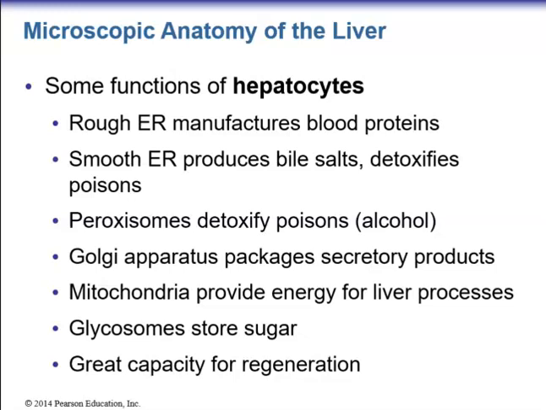So there are many organelles within hepatocytes that perform very specific and very important functions. For example, the rough endoplasmic reticulum is important for manufacturing the blood proteins. The smooth endoplasmic reticulum produces bile salts and also detoxifies poisons. There are peroxisomes that also help to detoxify poisons, such as alcohol. The Golgi apparatus packages secretory products. Mitochondria, the powerhouse of the cell, provide energy for liver processes. We have glycosomes, which help store sugar in the form of glycogen. And then also the liver has a great capacity for regeneration.